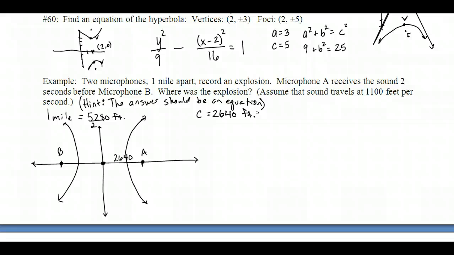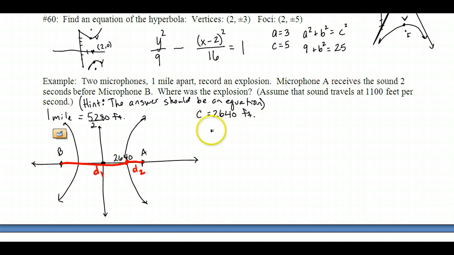From here, what we have to calculate next, because we want to figure out where this explosion is happening, and the hint is we should write an equation. Assuming that sound travels at 1,100 feet per second. And we have another thing in here, is that microphone A receives the sound 2 seconds before B. Well, looking at our graph in a relationship that I didn't state above, that is true for hyperbolas, thinking about the definition, if I take this distance, which I'm going to call distance 1, it tells us in the definition that we want the difference. So if I subtract this distance to my other microphone, distance 2.